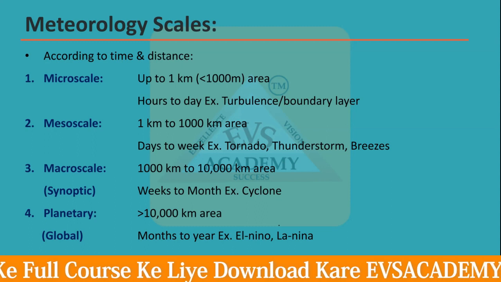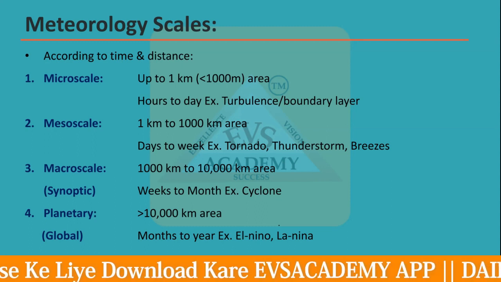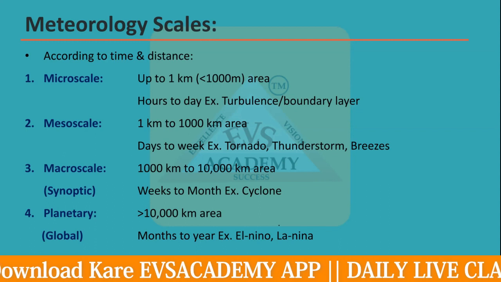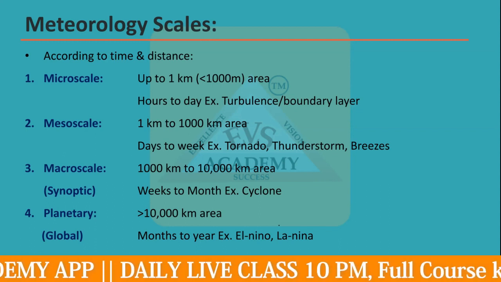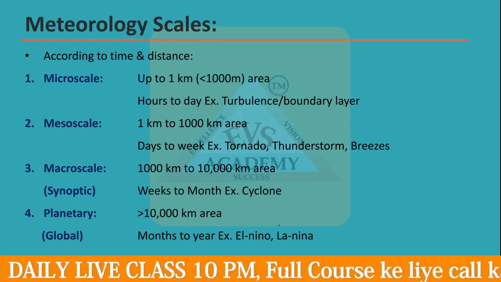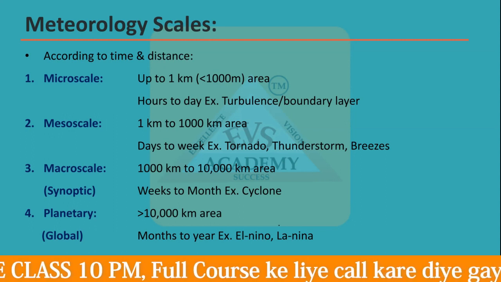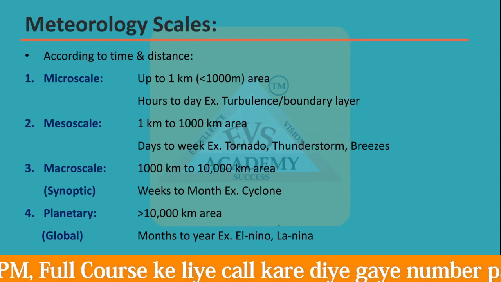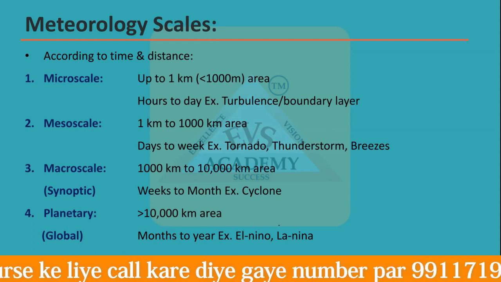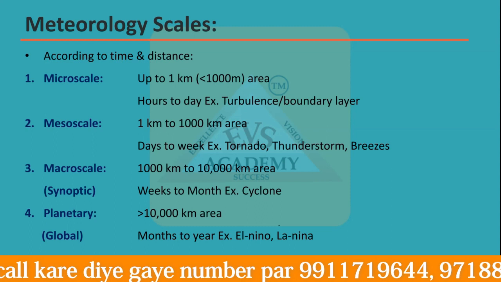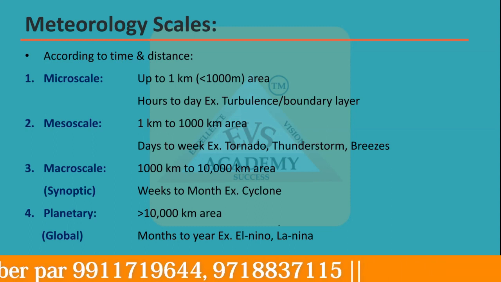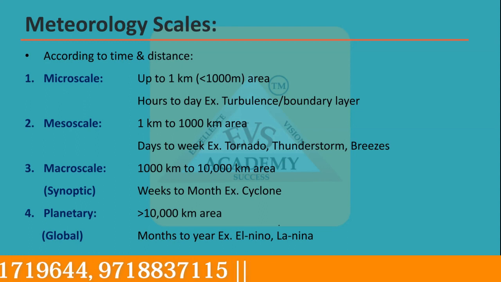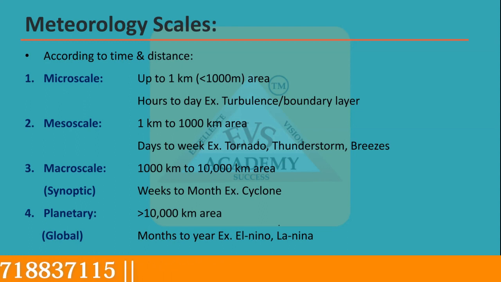So how can we define the different phenomena in different scales? We can do that with the help of meteorological scales. Here on your screen, there are a total of 4 different scales, categorized by 2 things: one is time, another is distance. If the time duration is high, it is a higher scale phenomenon. If the distance covered is high, that is again a higher scale phenomenon. If either of them is crossed, the scale also goes up.